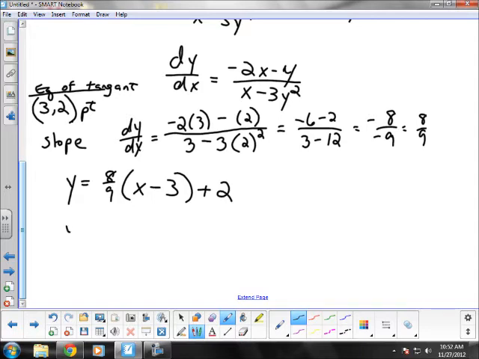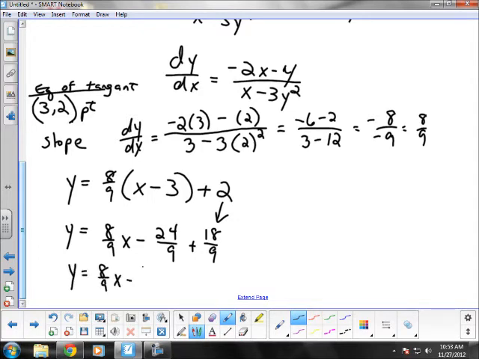And then you get 8 over 9x minus 24 over 9 plus, I'm going to turn that 2 into 18 over 9, right? So that I have a common denominator. So y is equal to 8 over 9x minus 6 over 9, which is 2/3, if you want to reduce it even further.